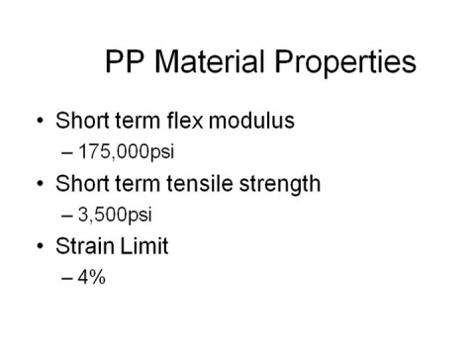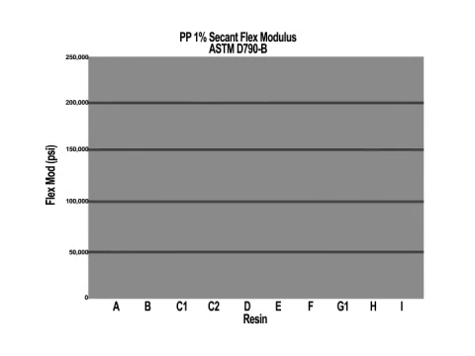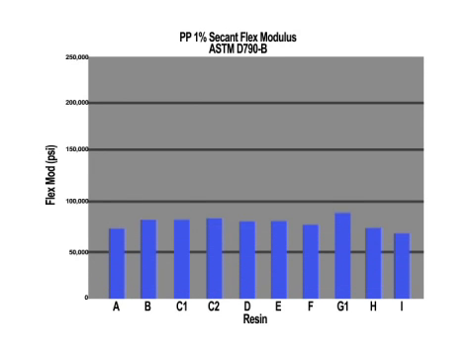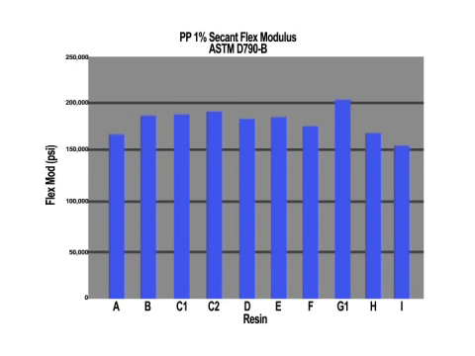As you can see from the slide here, for short-term flexural modulus, ADS uses 175,000 psi. For short-term tensile strength, we use 3,500 psi. And we established a strain limit of 4% for all of our polypropylene products. As you see from this graph, we have tested a number of resins for flexural modulus, and you will see in a few slides we have tested for tensile modulus as well.